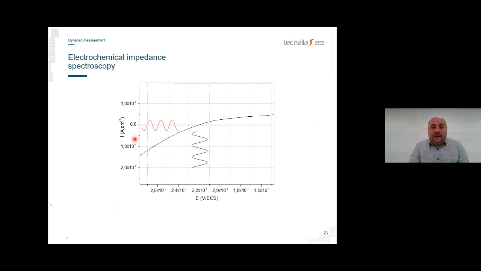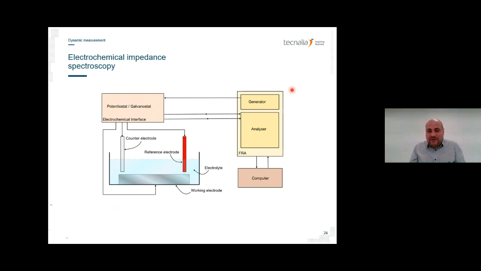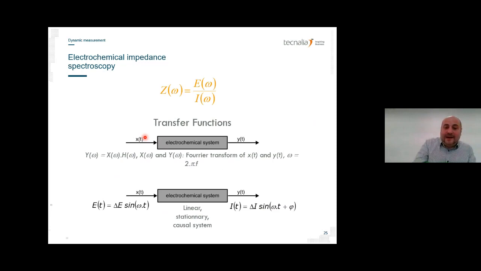Exactly the same setup as before. What changed is the potentiostat, which is a bit more evolved, with a frequency generator and a frequency analyzer. In modern equipment, these two parts are linked together. And we will use something called a transfer function. We consider our system as a black box. We input a perturbation, we measure the response of the system, and we analyze it, which will give us information about what is inside. We calculate the impedance, that is the ratio between the potential and the current.